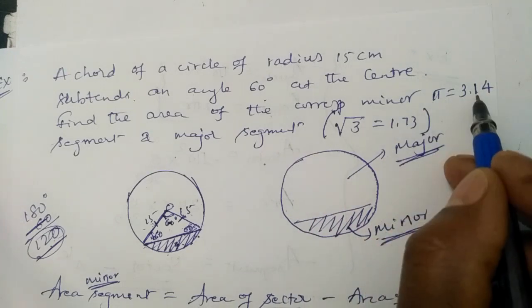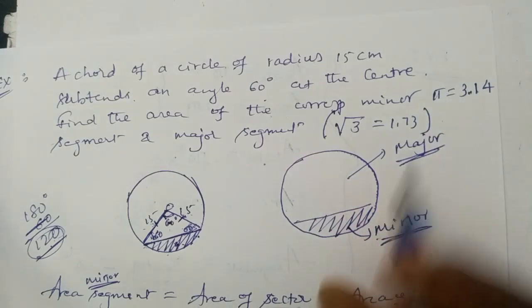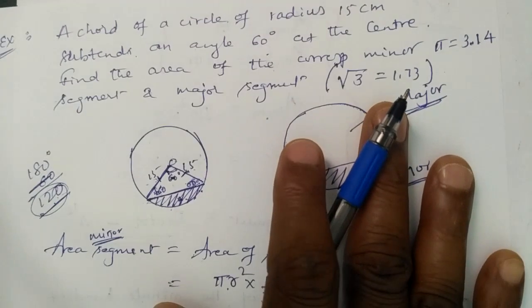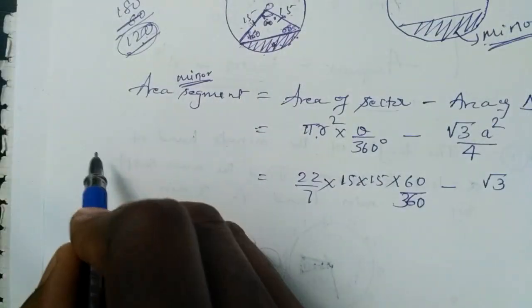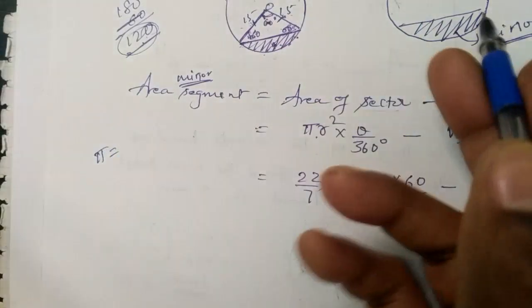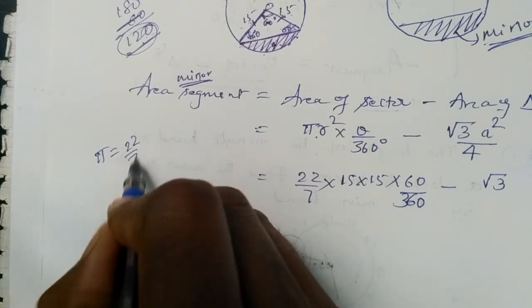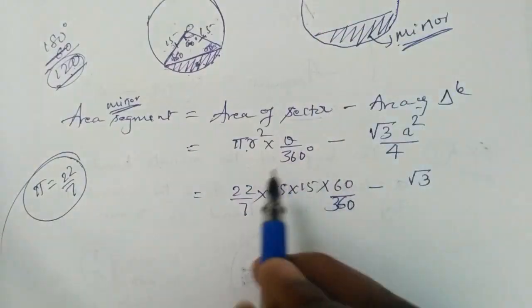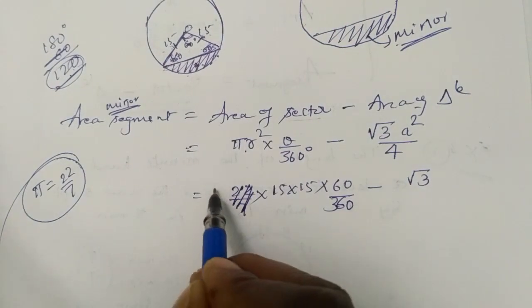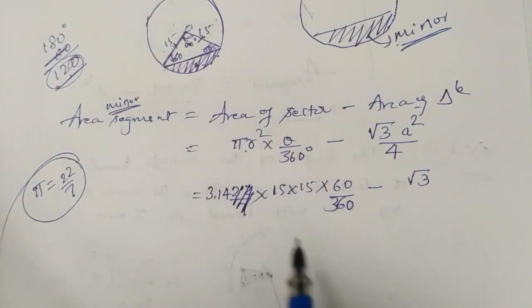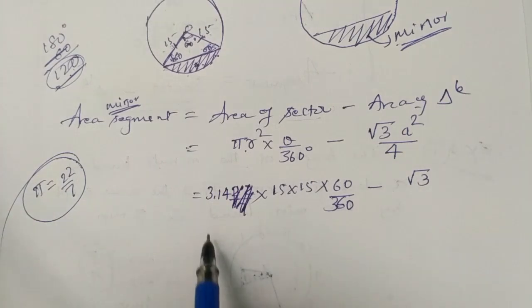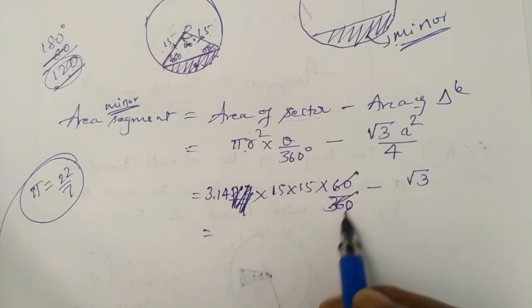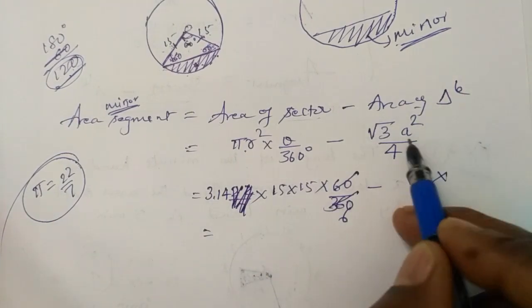If the pi value is given, use the same value. In case the pi value is not given, it is always 22 by 7. Remember, if the pi value is given, you write the given value; if it is not given, go for 22 by 7. In this question the pi value is mentioned as 3.14, so we write that only. 3.14 is given, we use the same thing. Sixes are 66.